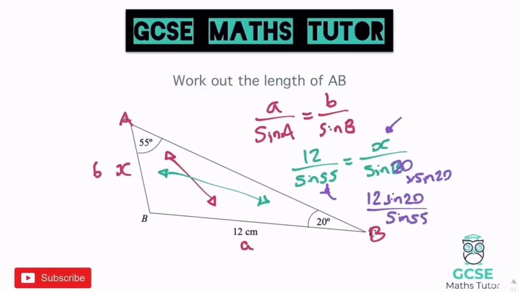And all we have to do is type that into your calculator, obviously just being careful that you put these angles in brackets. Some calculators are going to need you to do that. So if we type that all into the calculator, again, not forgetting you could just work out 12 over sine 55 first, and then times it by sine 20, but I'm just going to go for it like this. So 12 sine 20 on the top, closing your bracket, over sine 55.